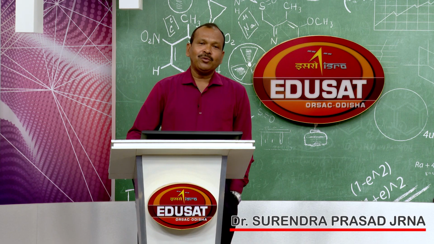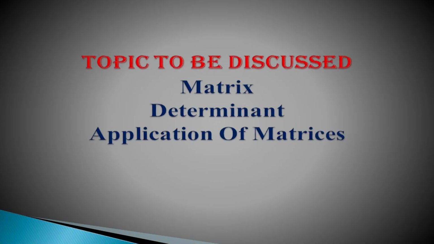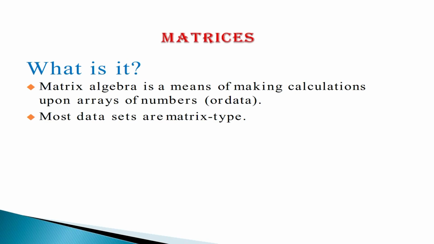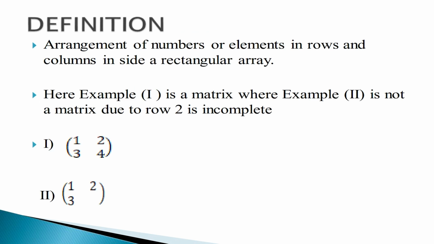Today we discuss matrices and determinants. What are matrices? Most data sets are matrix type. In daily life, in our household items or interior design, we use matrix types. The front elevation of the house is a matrix type. Next, an arrangement of numbers or elements.